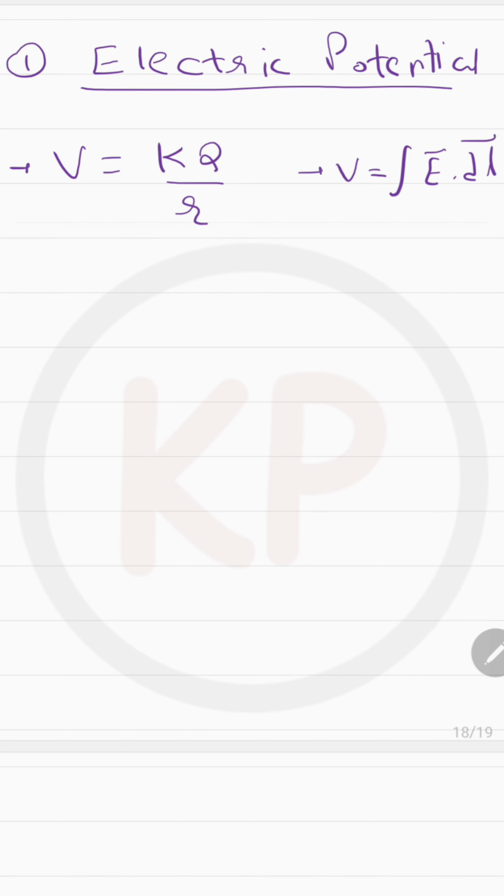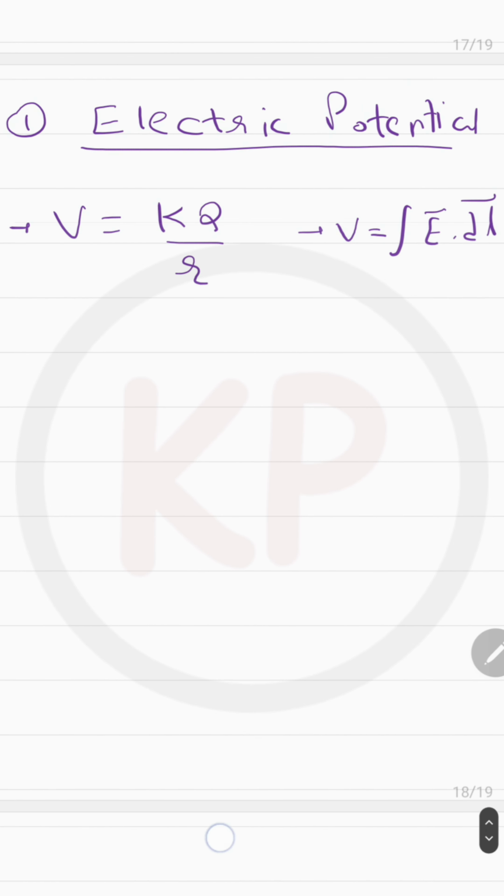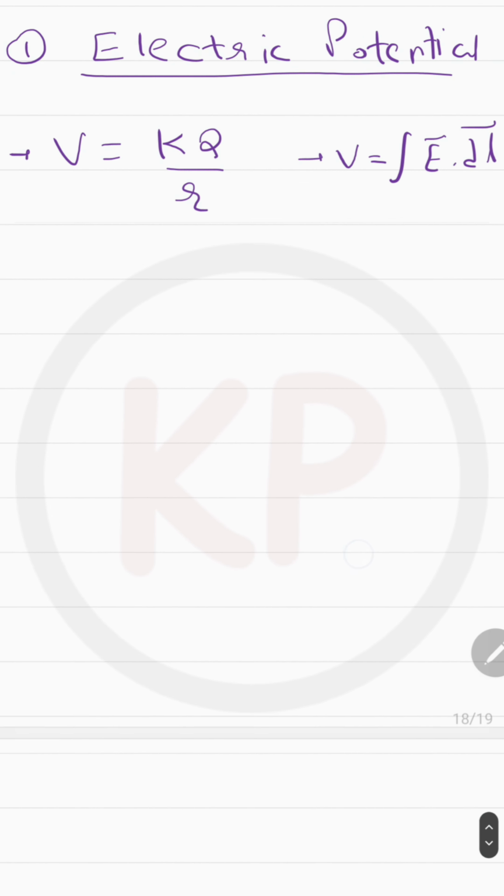Now let's see the unit. If we see the basic definition of electric potential, it is work done per unit positive charge. Work done in bringing a unit positive charge from infinity to a point inside the electric field against the electric field is called electric potential. So basically, electric potential is work done per unit positive charge. Well, let's see the unit.